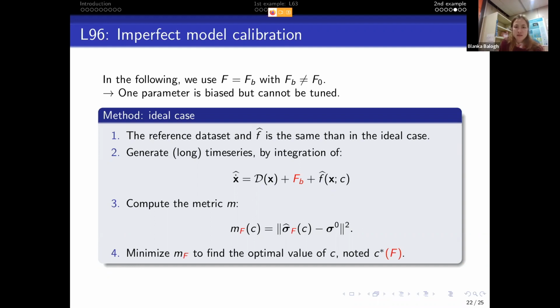We then generate time series by integration of the first equation, x dot equals the dynamics plus fb, the biased value of the forcing term, plus the neural network parameterization. We then compute the metric, which will implicitly depend on f, and which will be a function of c. And then we minimize the value of the metric M to find the optimal value of c, which will be noted c star, and which will depend on parameter F.